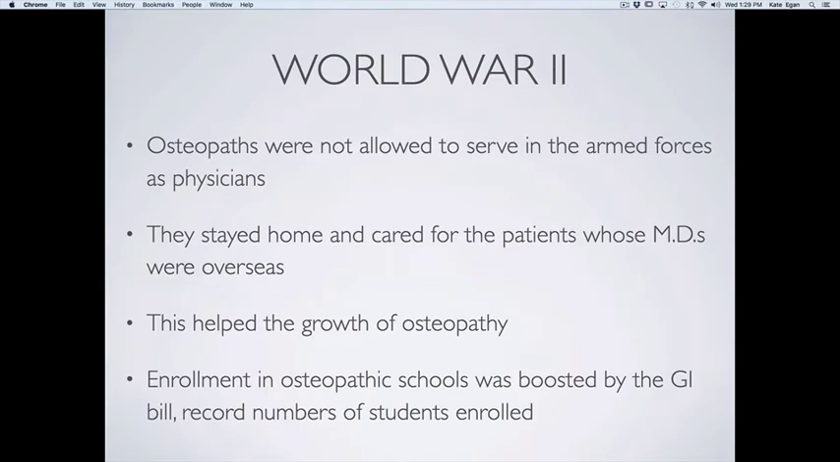Another thing that happened with the osteopathic profession is that during World War II, osteopathic doctors were not allowed to serve in the armed forces as physicians, but consequently they stayed home and cared for the patients whose MDs were overseas. So most medical doctors at this time were sent overseas. My grandfather actually was a medical doctor at the time, and was sent overseas during this period.